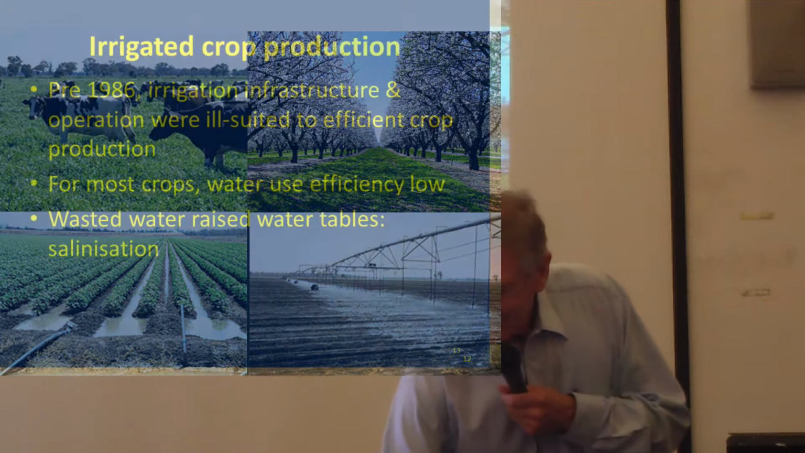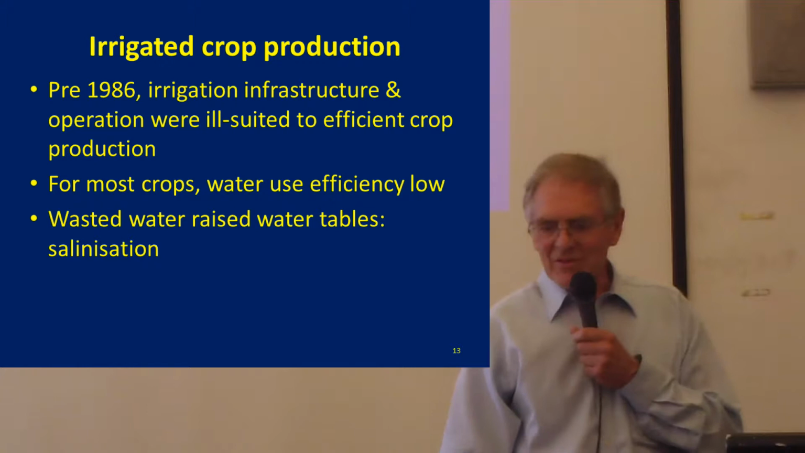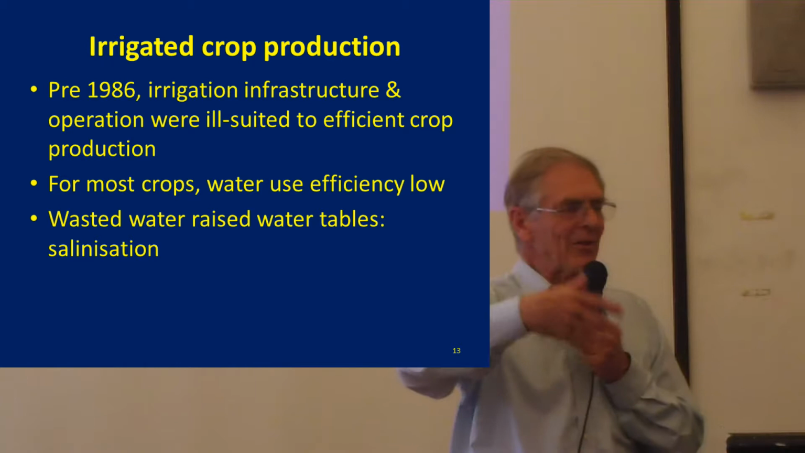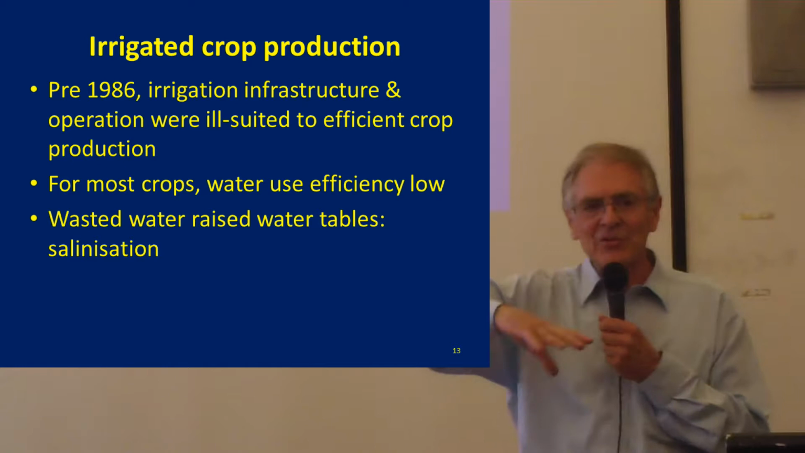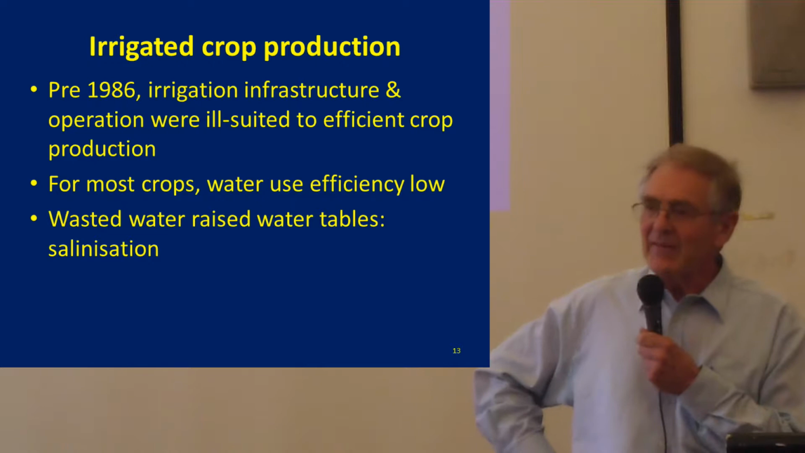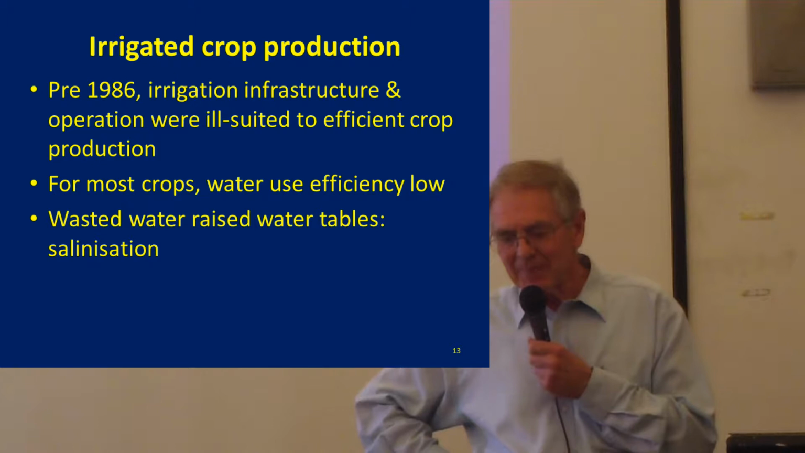So before 1986, irrigation infrastructure was very ill-suited to efficient crop production. It was put in, a lot of it after World War I, as channels, with no pipelines or very few, so that farmers couldn't use piped irrigation. They had to use flood. Very often these channels themselves spilled as well, and they didn't have the capacity to get the water to the farmer when he really needed it. So for most crops in those days, water use efficiency was low.